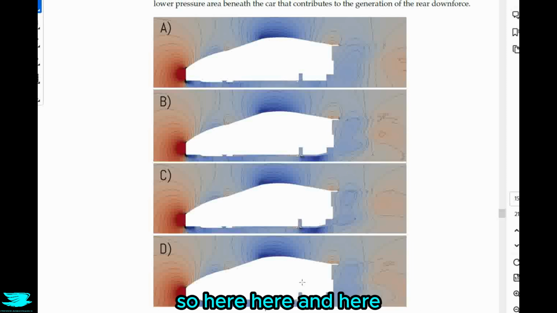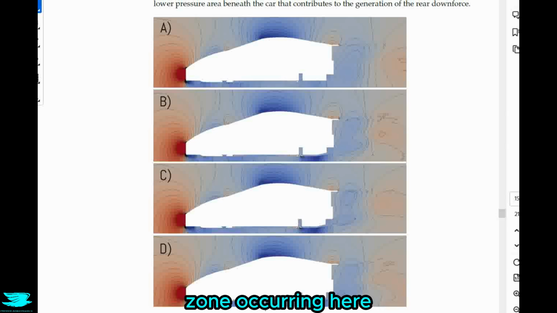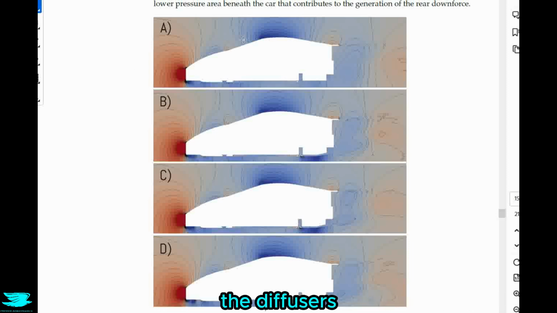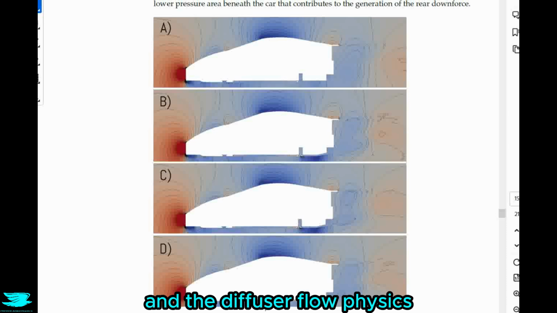So here, here, and here, compared to the baseline model where there is no real low pressure zone occurring here. It's just more of a general low pressure as opposed to a concentrated, very low pressure. Over the top of the cars, the diffusers don't really seem to change the pressure much, which indicates that the top of the car and the diffuser flow physics are quite separate here.